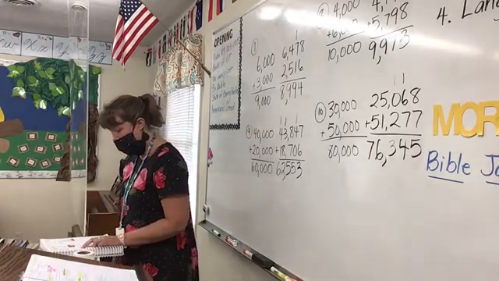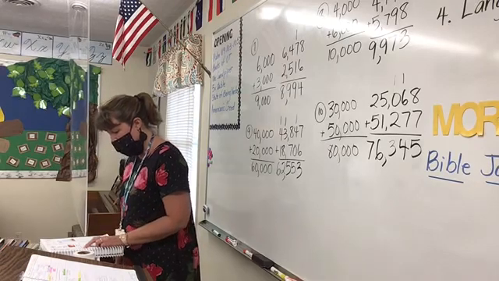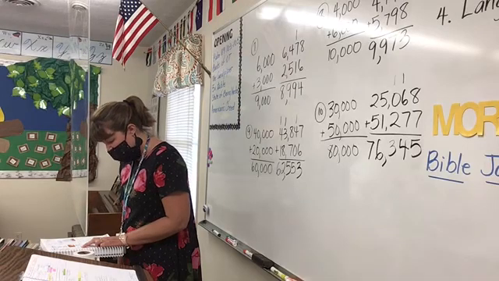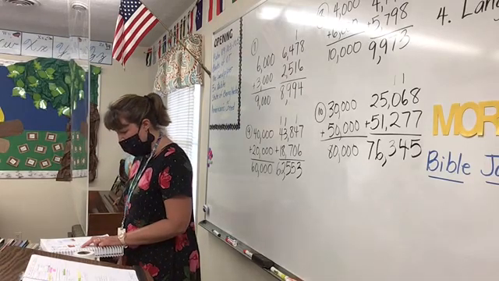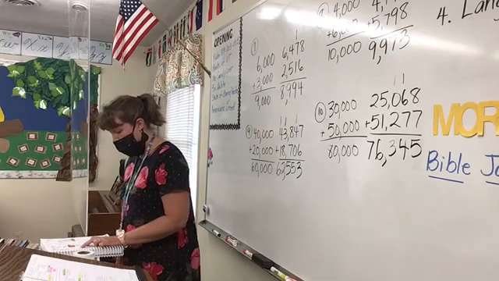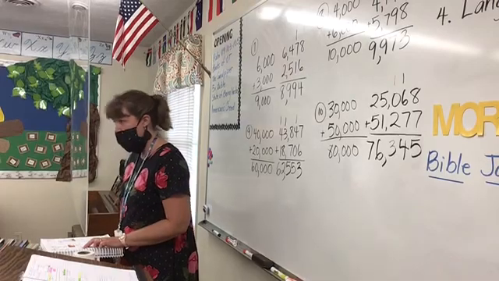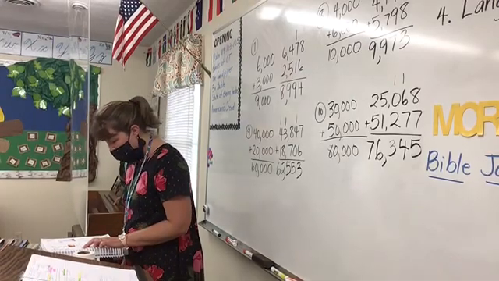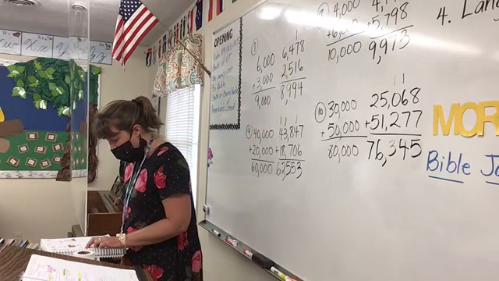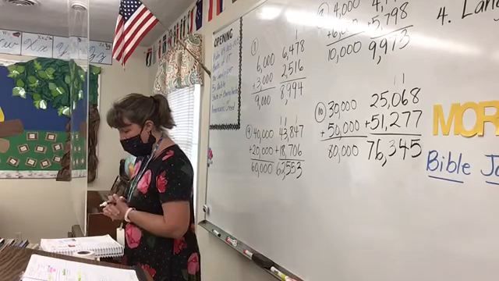A Spanish ship carried gold and silver. It carried 3,475 pounds the first year, 3,107 pounds the second year, and 2,523 pounds the third year. How many pounds of gold and silver did the ship carry? Okay, so how many pounds of gold and silver did the ship carry?